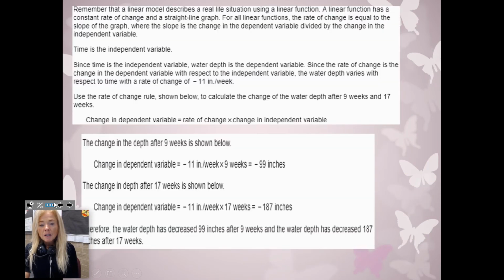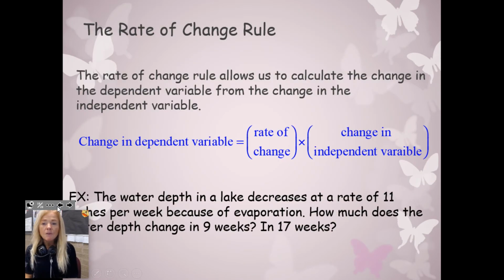Cool. All right, rate of change. The rate of change rule allows us to calculate the change in the dependent variable from the change in the independent variable. So you'll notice that the change in dependent variable is equal to the rate of change times the change in the independent variable. And that just comes from the slope. You know that the rate of change is equal to change in dependent divided by change in independent. So if you multiply both sides by the change in independent variable, then you have this nifty little formula here, and you'll use it on your homework. So I would make sure I know what it is.